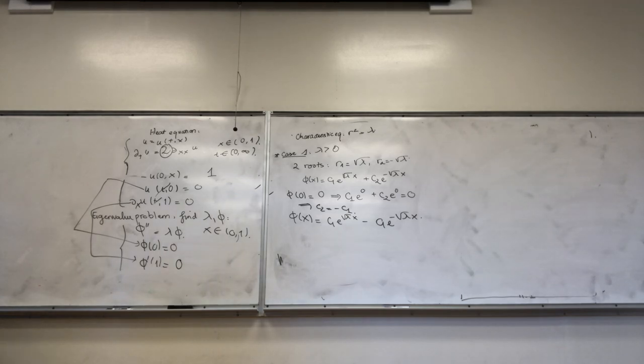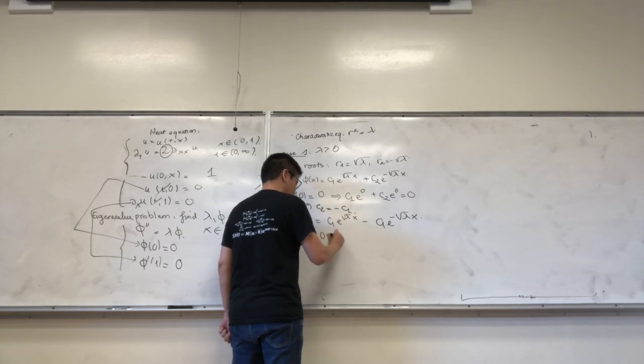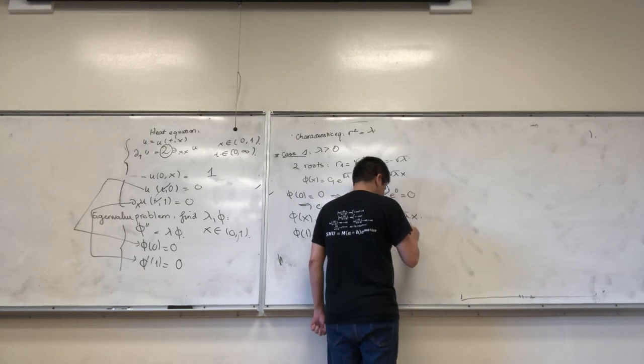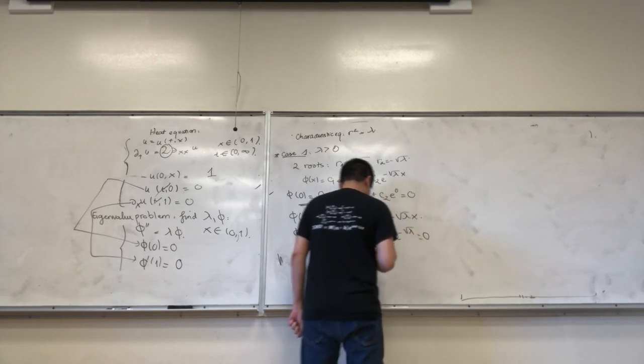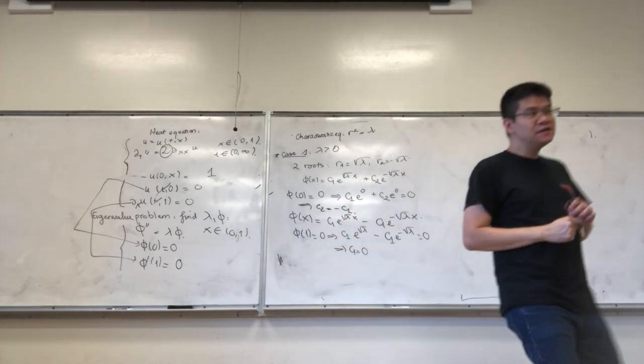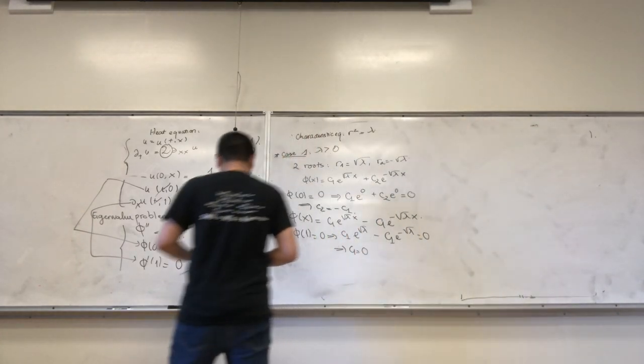So now you use the second boundary condition, right? C1 is 0, which means that c1 square root of lambda minus c1 minus square root of lambda is 0, which means that c1 is again 0. So this case is... Yeah, we need to take the derivative first, isn't it? Yes, I made a mistake.